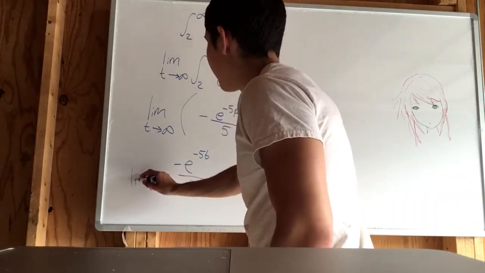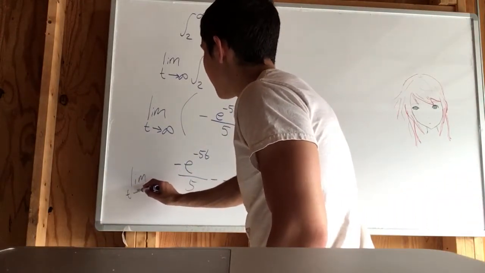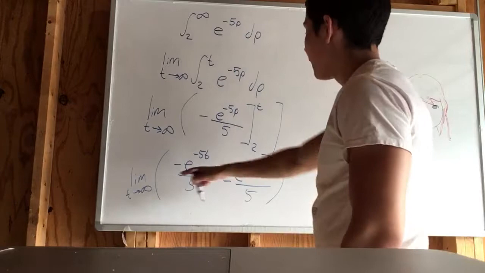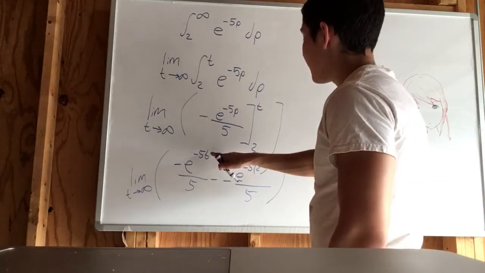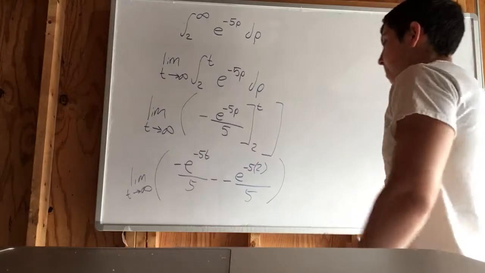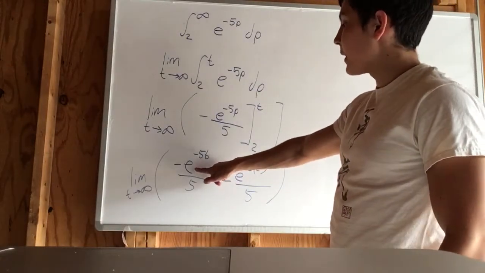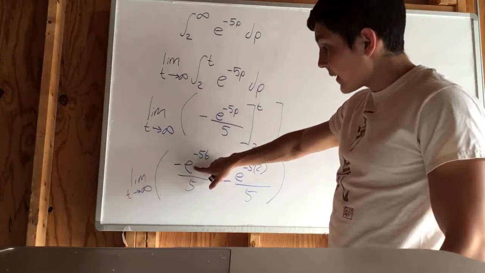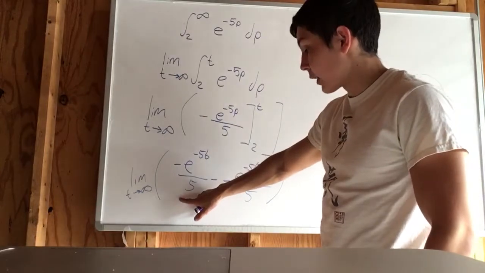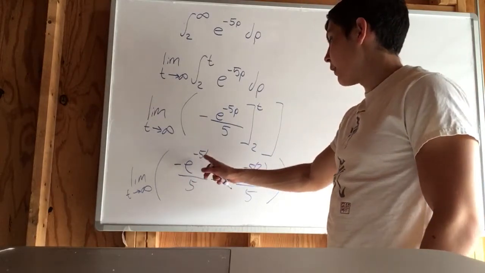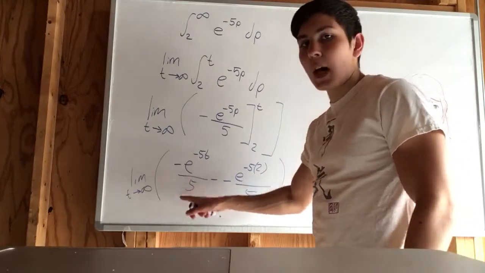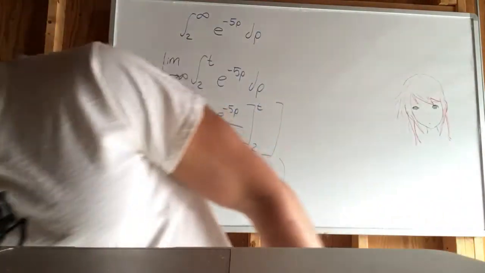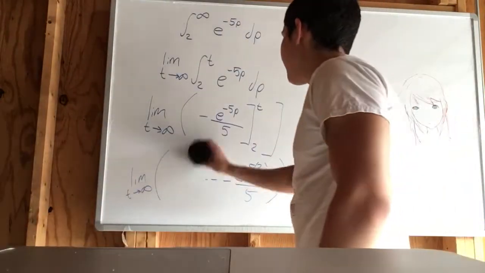And don't forget, we're taking the limit as t approaches infinity of this thing. So if you plug in infinity into here, what do you get? Well, this is being taken to a negative exponent, which means that e is in the denominator, and it's going to infinity. So if something is in the denominator and it's going to infinity, you get 0. This entire thing is going to 0.